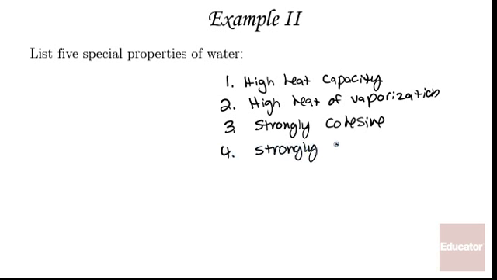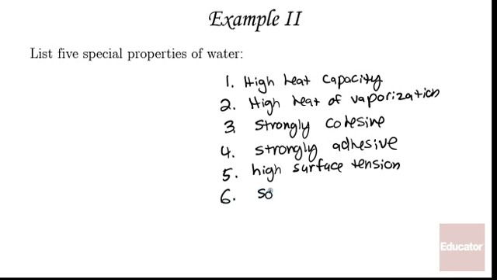Water is strongly adhesive. Water molecules also stick to other substances very well. It has a high surface tension. Because of the hydrogen bonding at that surface layer, it's a little bit harder to break through the surface layer, and that forms essentially a film across the water.